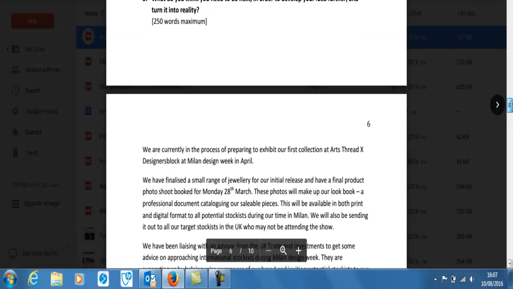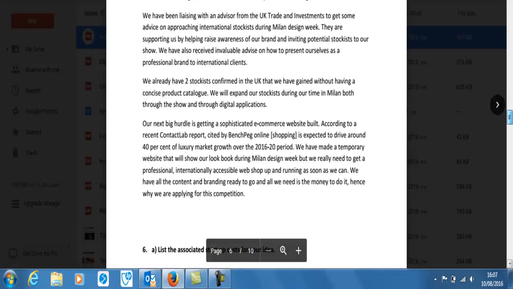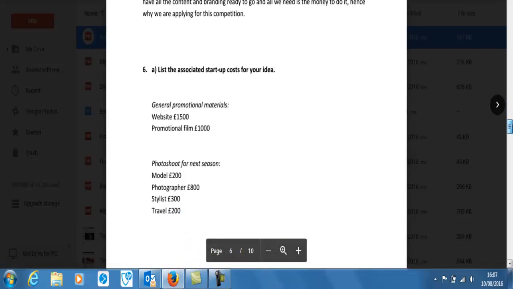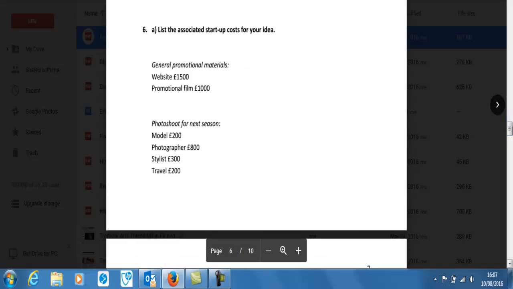Again, 250 words maximum, and they've used the full 250 words. Next part is list the associated startup costs for your idea. So what we're kind of testing here is, do you have a realistic grasp of how much this is going to cost to set up?